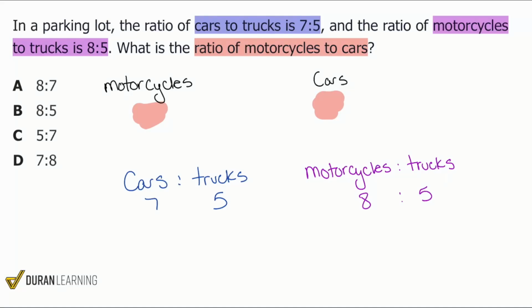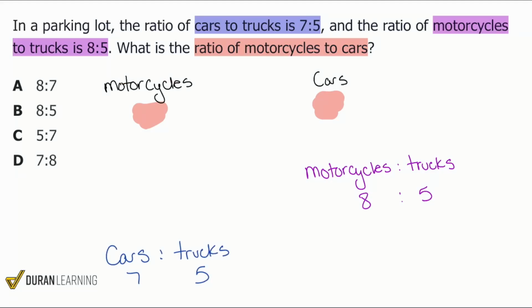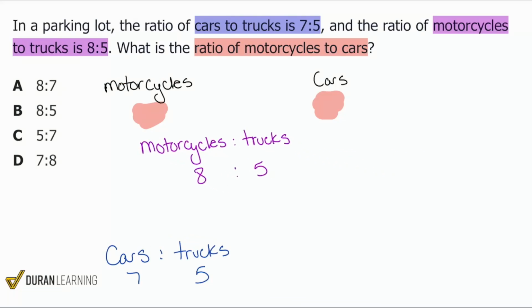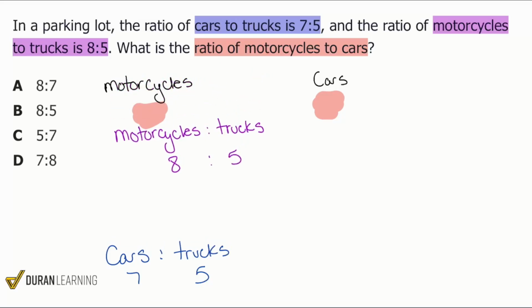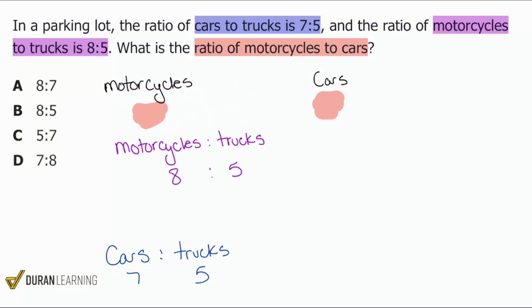That's how you have to answer the question. How does that help me? Watch this. Which of these ratios, the first one or the second one, includes motorcycles? Yeah, the second one. So let me move this away for a moment, and then I'll move this one over here so I can line up at least my motorcycles.